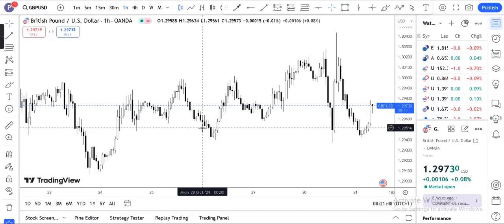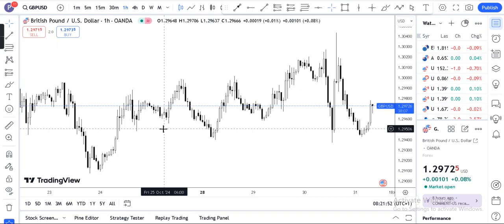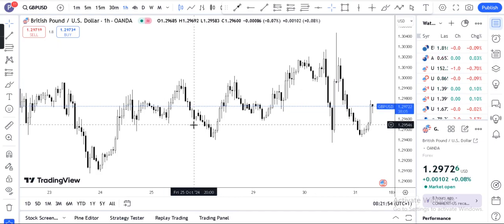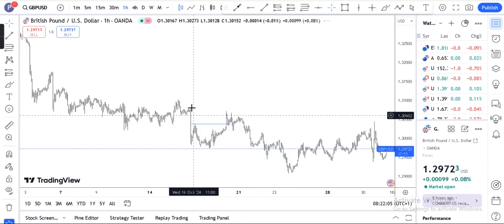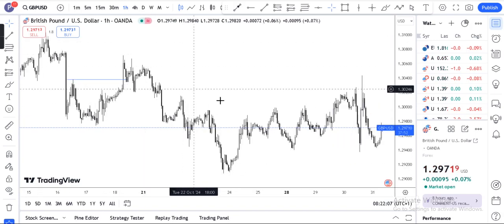Resistance levels in the market chart. Are you with me? What we want to discuss today is basically helping you understand where support levels and resistance levels are in the market. We are currently on the 4 hour time frame, the 1 hour time frame.